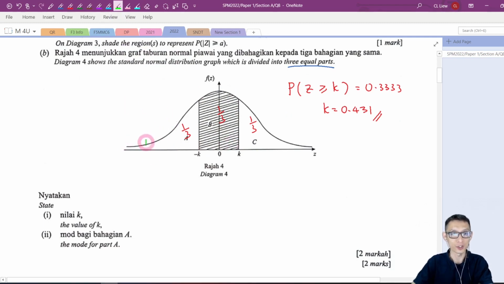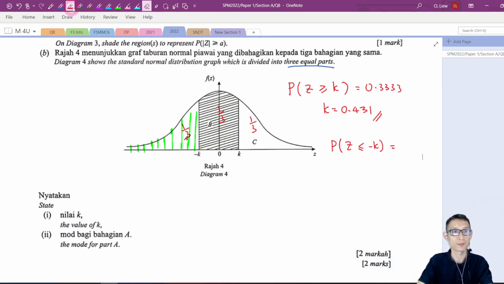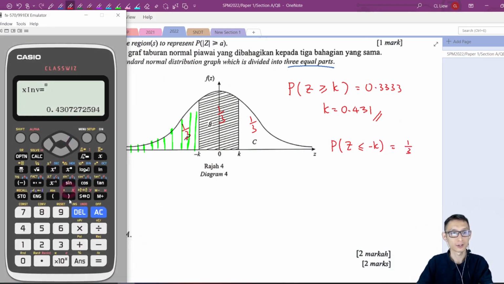Now just focus on this part. From here, I know that probability for z less than or equal to negative k is equal to 0.3333, which is 1 over 3. Since I'm using calculator, I just use 1 over 3. Okay, then I press my calculator, 1 over 3. Okay, standard deviation 1, mean is equal to 0. Okay, negative 0.431.